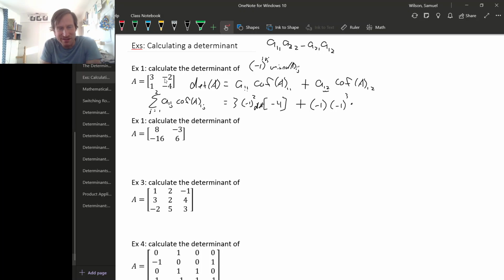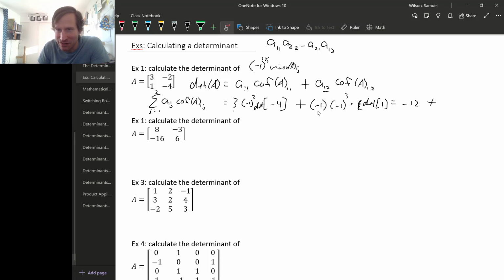So cross out the first row and the second column. We're left just with this bottom left corner, so we need the determinant of the 1 by 1 matrix 1. Okay, so this gives us minus 1 times minus 1 times 1, plus 3 times this determinant. The determinant of minus 4 is just minus 4, so 3 times minus 4, that's minus 12.